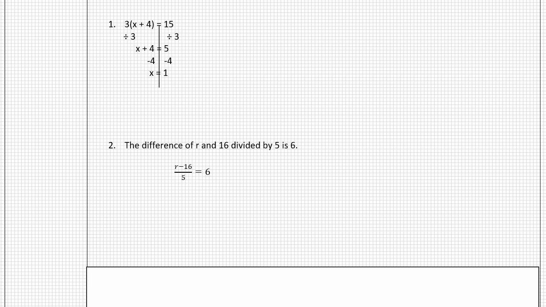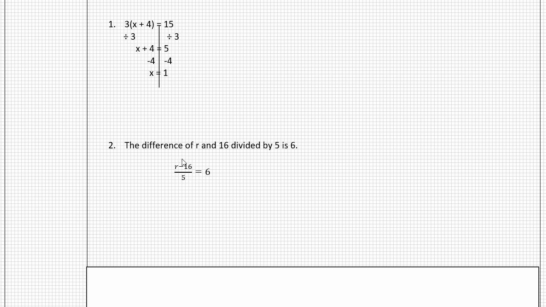So we could include parentheses here around r minus 16, but because it's in a fraction bar and in the numerator, that would be a little bit redundant. So we don't necessarily need those parentheses. But it shows us that that group is in the numerator, and then we have 5 in the denominator.